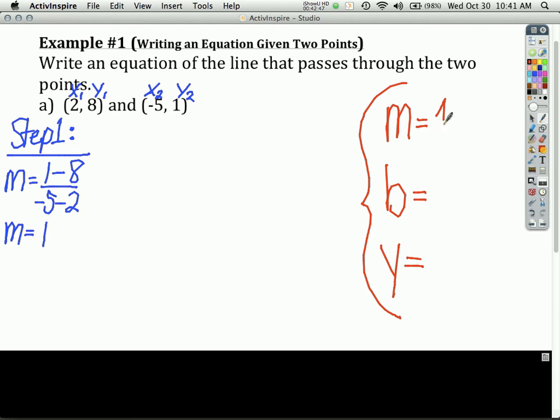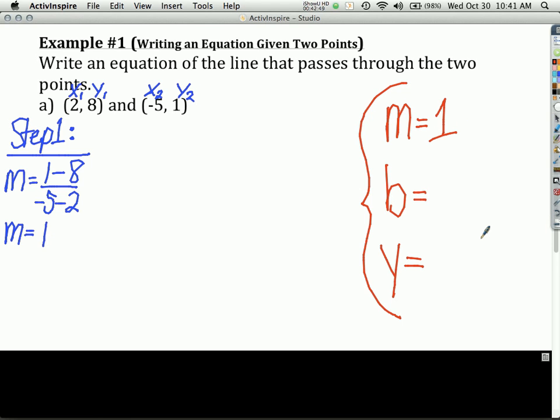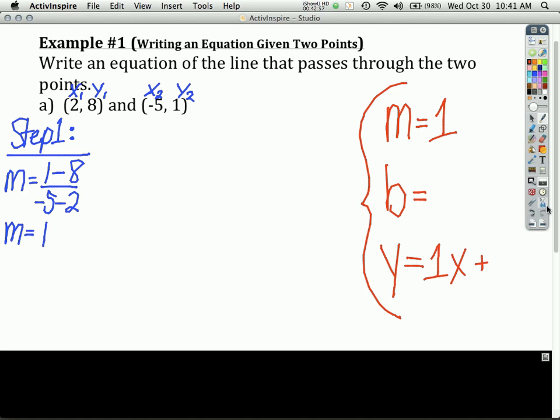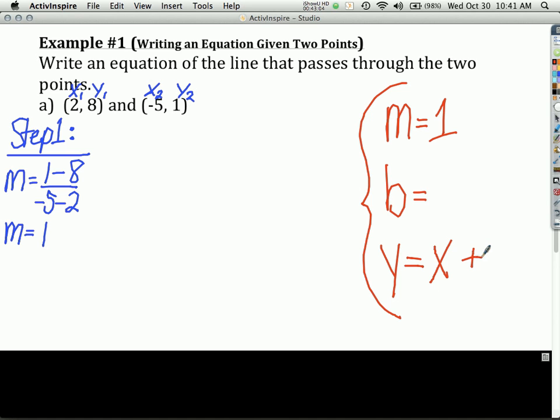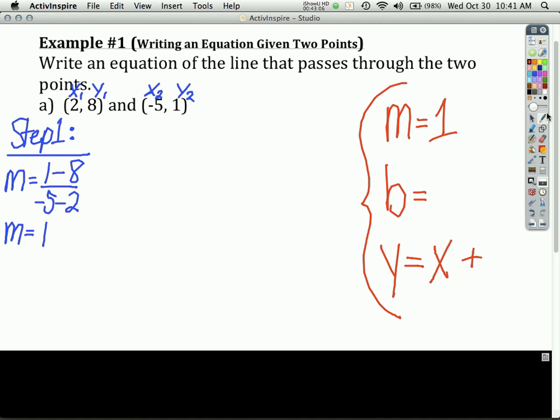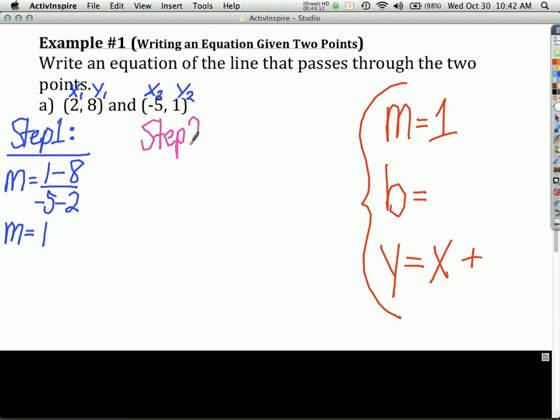So we now can fill in one part of our key. We already know that the equation of the line is going to be y equals 1x plus something. But we, of course, don't write 1x. We just write x. Now we need the rest. And that's where step 2 comes in. So step 2 is the part that's going to seem a little bit different to you.